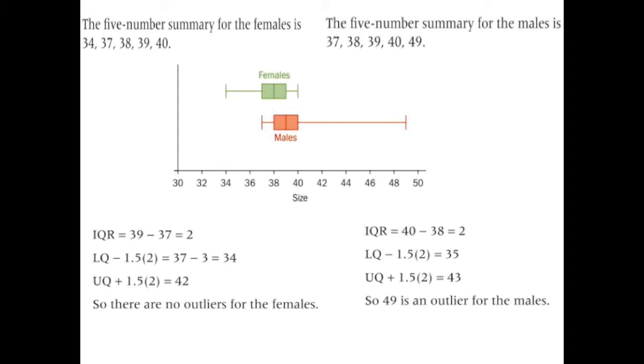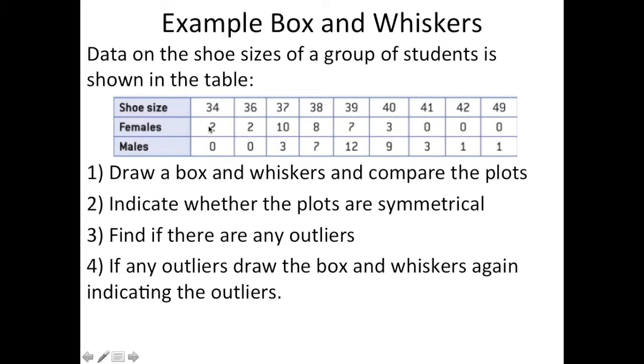So, first thing we need is the 5-number summary for females and for the males. Okay? We already know the minimum and the maximum because we can see it right away. The minimum for females is 34. The maximum for females is 40. The minimum for males is 38. And the maximum for males is 49.